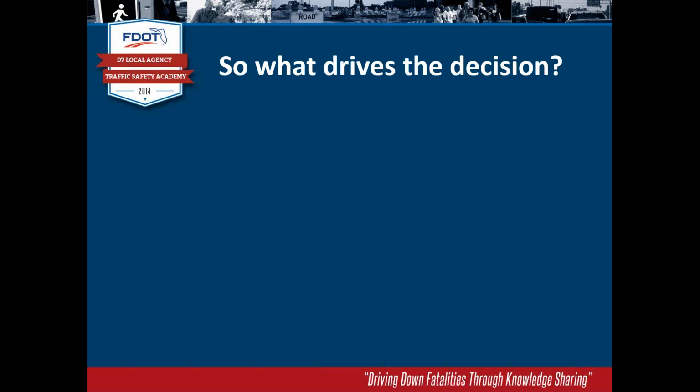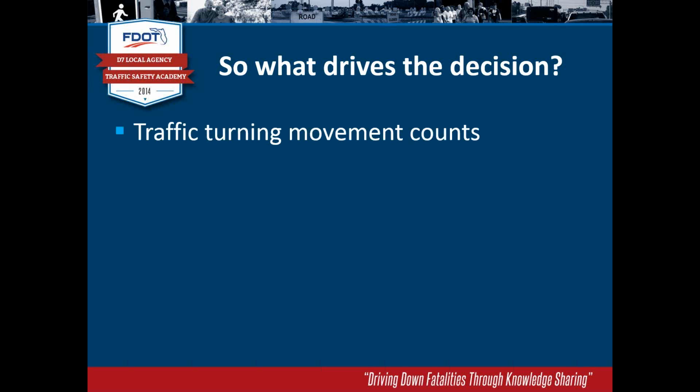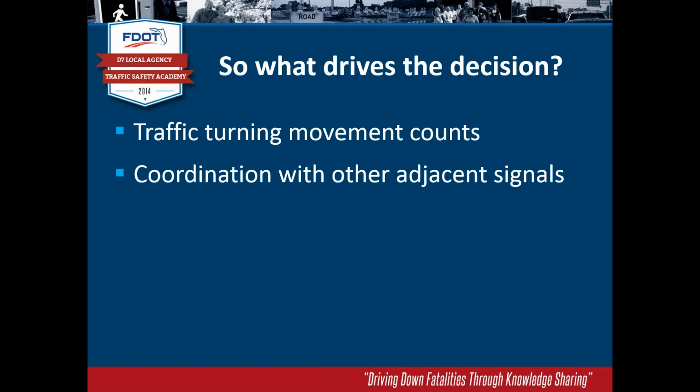All right, so what does drive those decisions? As we covered, turning movement counts, how much traffic you have, how many left turns you have there. Coordination with other signals also may impact how you order those phases. The geometry of the intersection often will drive how you order your phases or what phases you choose. How the lanes are assigned. If you have dual left turns or triple left turns, you're not going to do permitted operation.